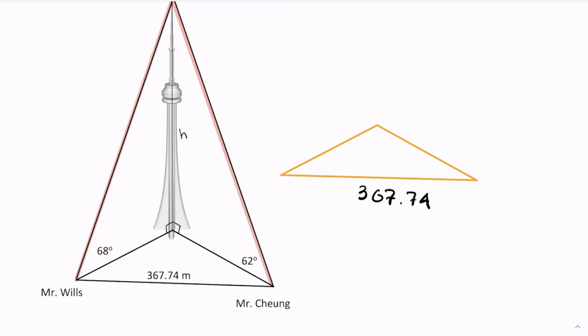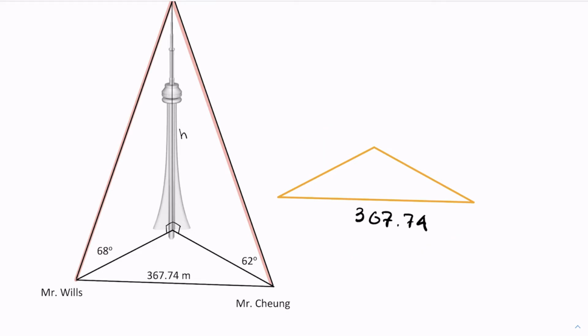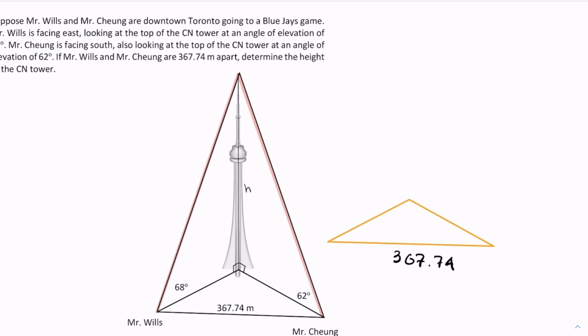That 62 degrees does not figure in here because this side is sticking above the ground, just like this side here is sticking above the ground as well. So the angles don't figure in this scenario. In other words, I have a triangle. I don't know if it's right on face value. All I know is that one side is 367.74. It looks like it could be an obtuse triangle. I don't know. Here's where we have to go back to the information of the question.